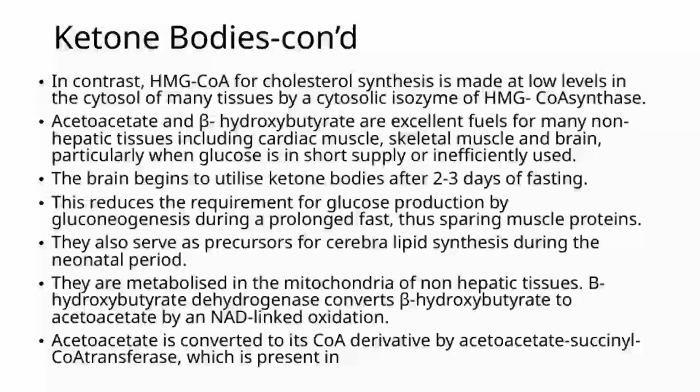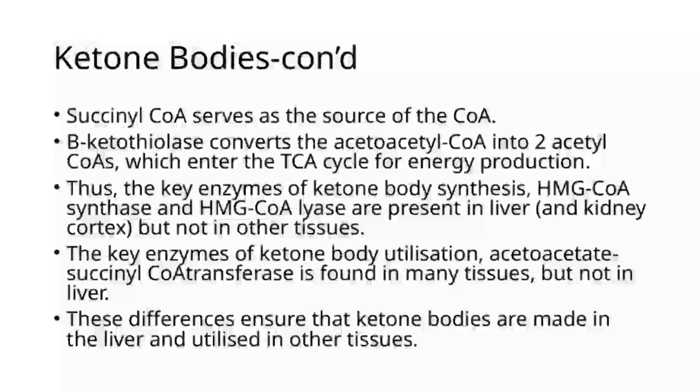Beta-ketothiolase then converts acetoacetyl-CoA into 2 molecules of acetyl-CoA. These acetyl-CoAs are what feed into the TCA cycle to produce energy. It's important to understand that the key enzymes involved in ketone body synthesis, HMG-CoA synthase and HMG-CoA lyase, are found in the liver and kidney cortex, but not in other tissues. On the other hand, the enzyme responsible for ketone body utilization, acetoacetate succinyl-CoA transferase, is present in many tissues, but notably absent in the liver.